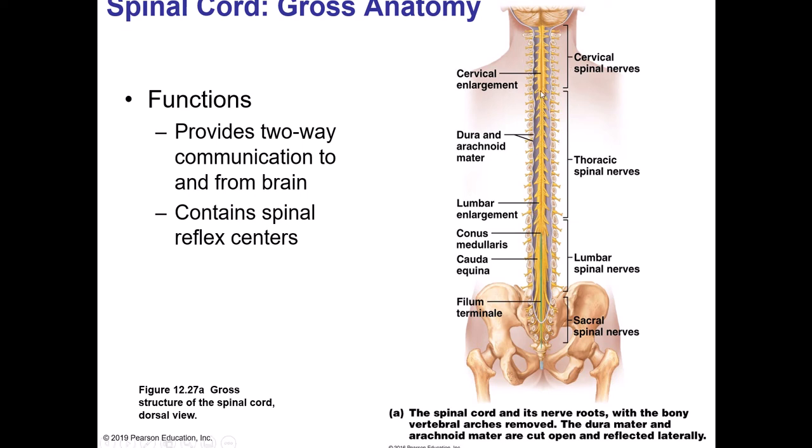So for the upper limb, they enter and exit the spinal cord here in the cervical enlargement, and then for the lower limb, they enter and exit through the lumbar enlargement primarily. And so it just needs a little bit more bulk to it in order to accommodate the entry and exit of those nerves.